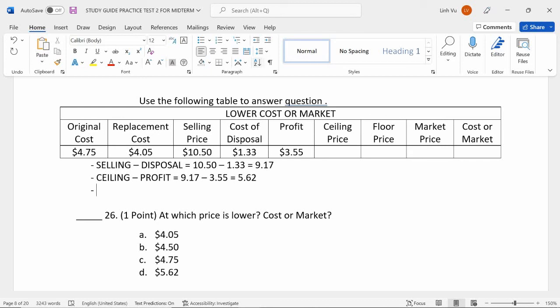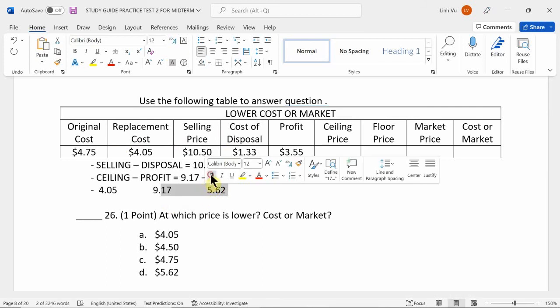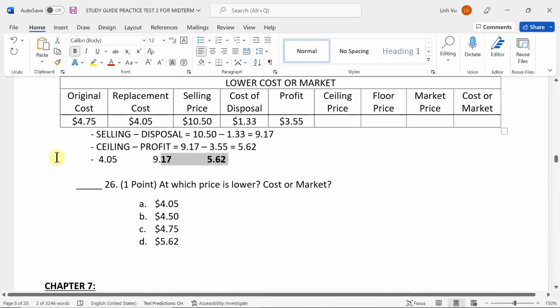You're going to compare your replacement cost of $4.05 compared to your ceiling of $9.17 and your floor of $5.62. Which one falls in the middle? Your $5.62. So which one's lower? Your original cost of $4.75 or your market at $5.62. In this case, there's a clear winner. Your original cost of $4.75 is much lower.